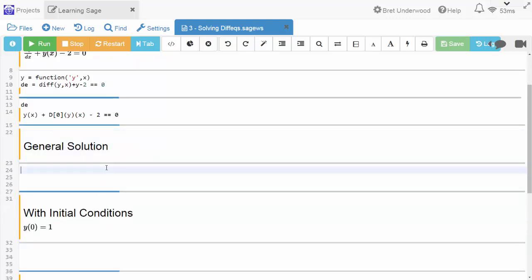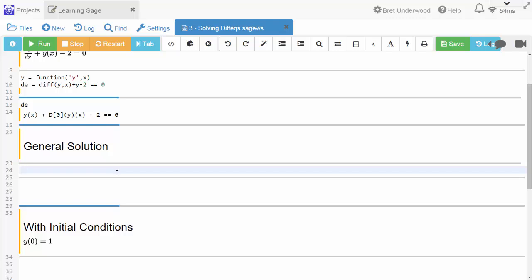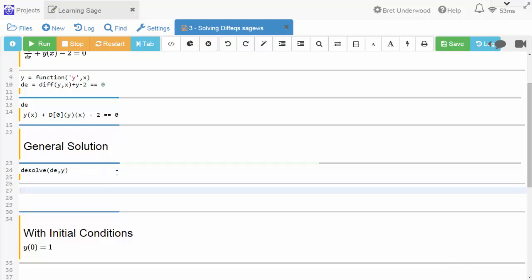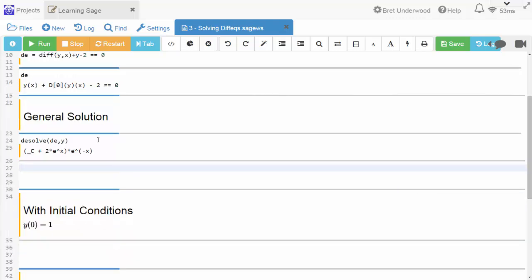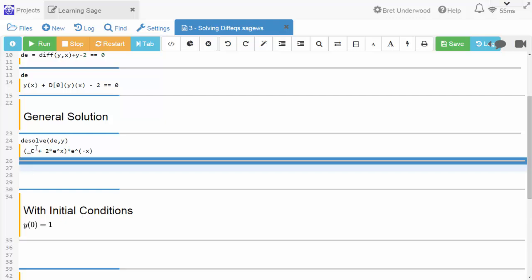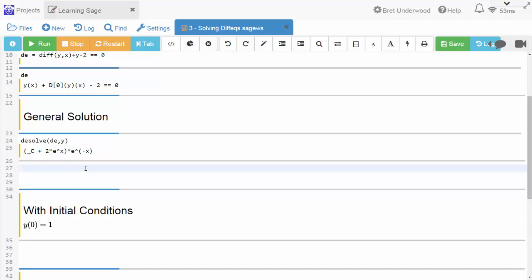Okay, so let's solve this differential equation. The way to solve the differential equation in Sage is to use the method dE.solve. It first takes the differential equation, which is dE, and then it takes the function that you're trying to solve the differential equation for. If we just input this into Sage, it will spit out our solution. And we know it's a general solution because it has an arbitrary constant here, _C, which it wrote with the underscore first. So that's our arbitrary constant, and then e to the x and e to the minus x.